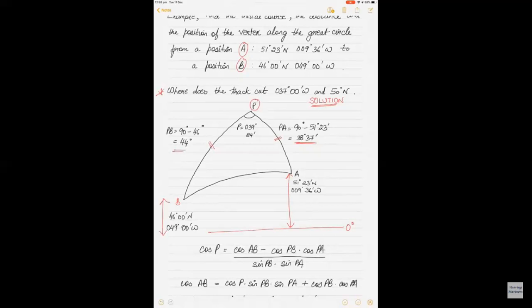And here now we need to calculate angle P, the D long, the difference between longitudes A and B. In this case, both the longitudes are in the western hemisphere. So all we do is subtract one from the other. 49 minus 9 degrees 36 minutes, you get 39 degrees 24 minutes.